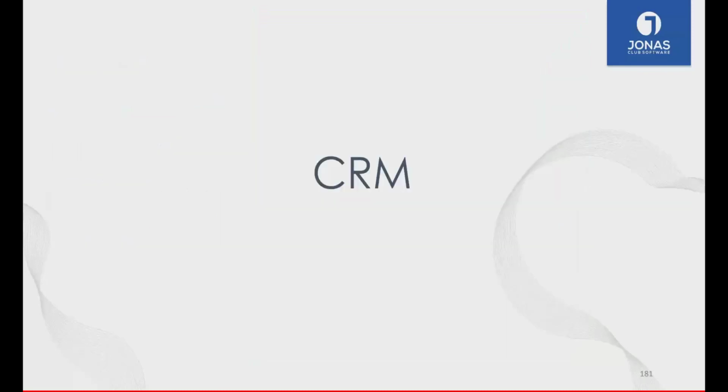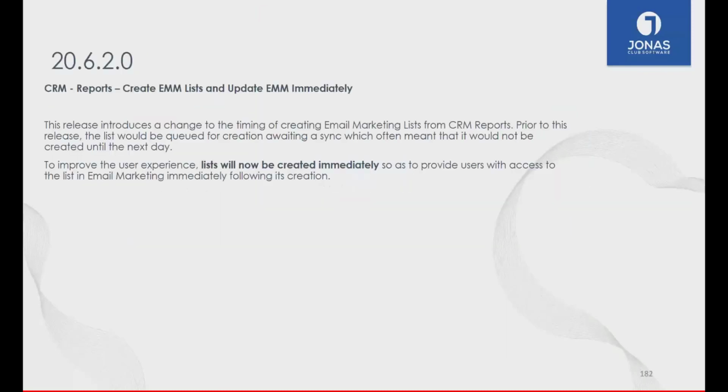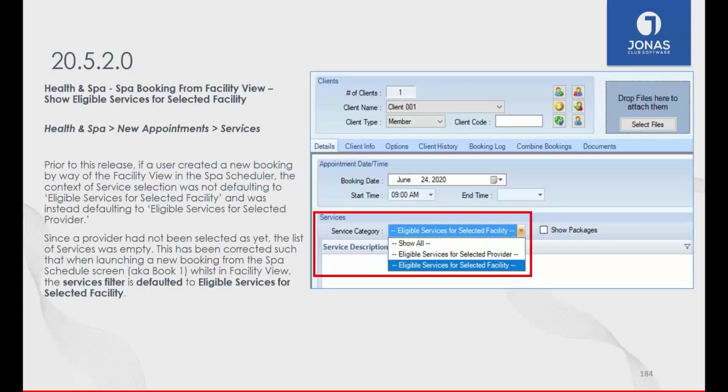In the CRM module, if anybody has the CRM module, it used to be that when you want to create an email marketing list from CRM, that list would be queued awaiting for a sync. Now the list will be created right away, immediately. In Health and Spa, we got one option in here. It used to be that you can see all of the eligible services for selected providers. Now we also give you the option to view all the eligible services for selected facilities instead. So just another option for you.